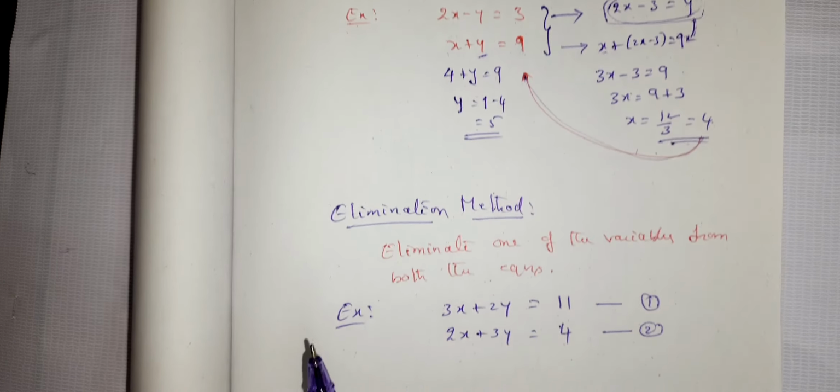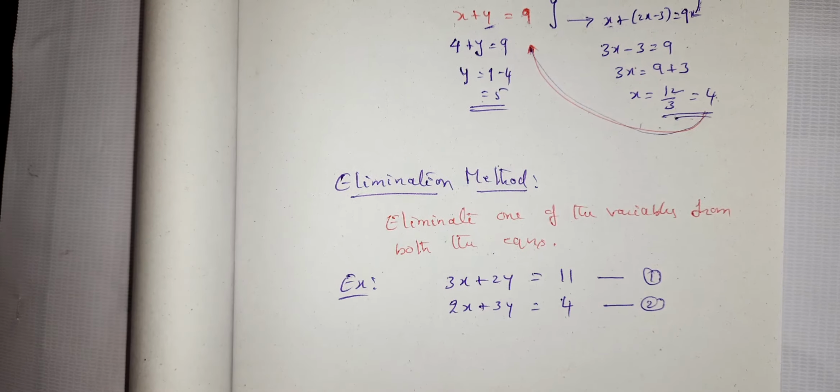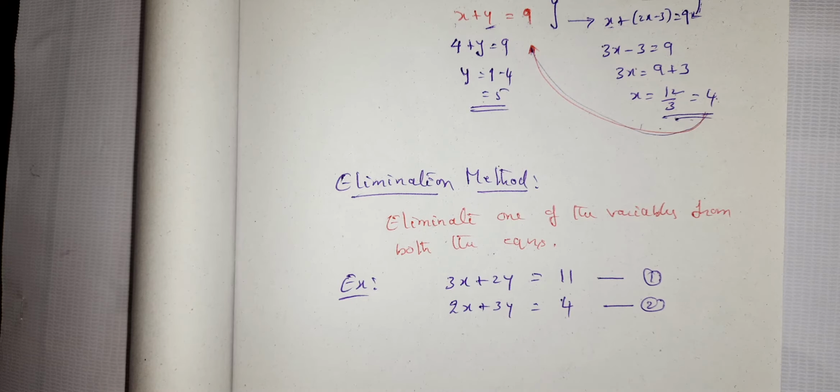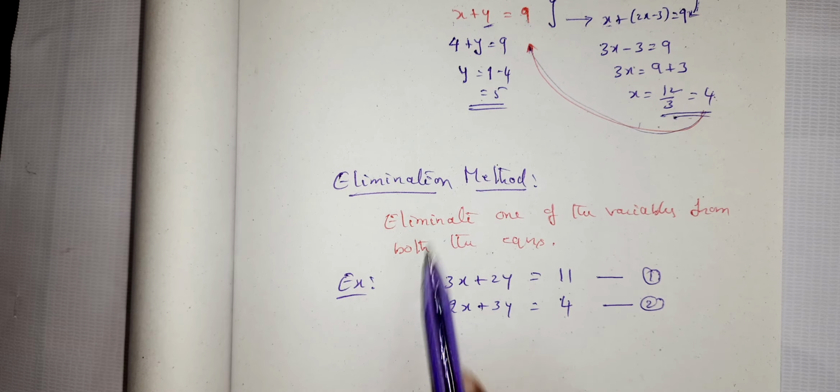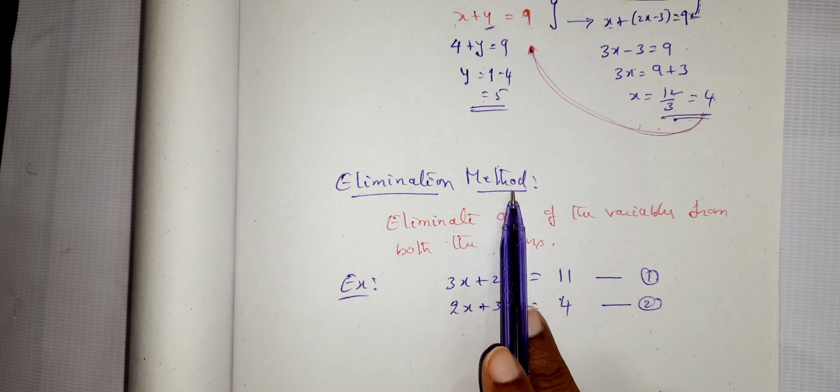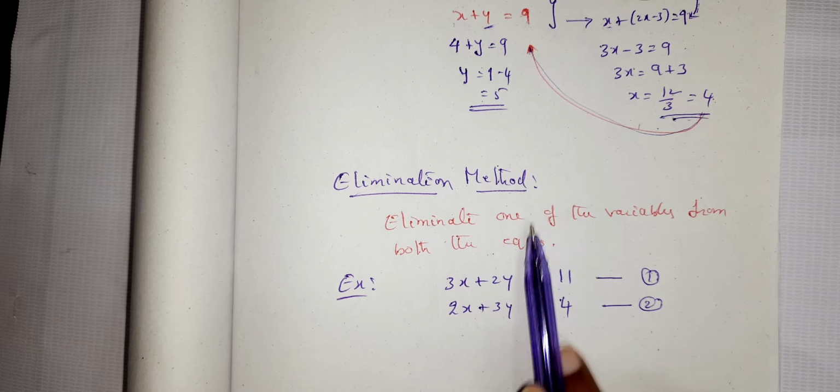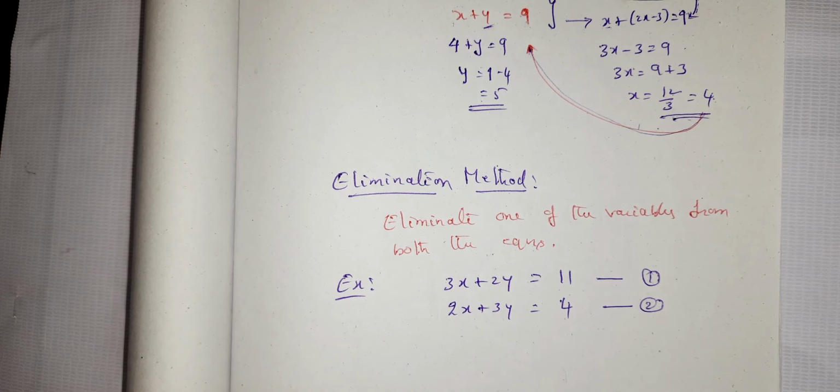So when you are good at polynomials, automatically a pair of linear equations is very, very easy to solve. Next one is the elimination method. Right? Any one variable has to be eliminated from the given equations. Right? From the given equations.